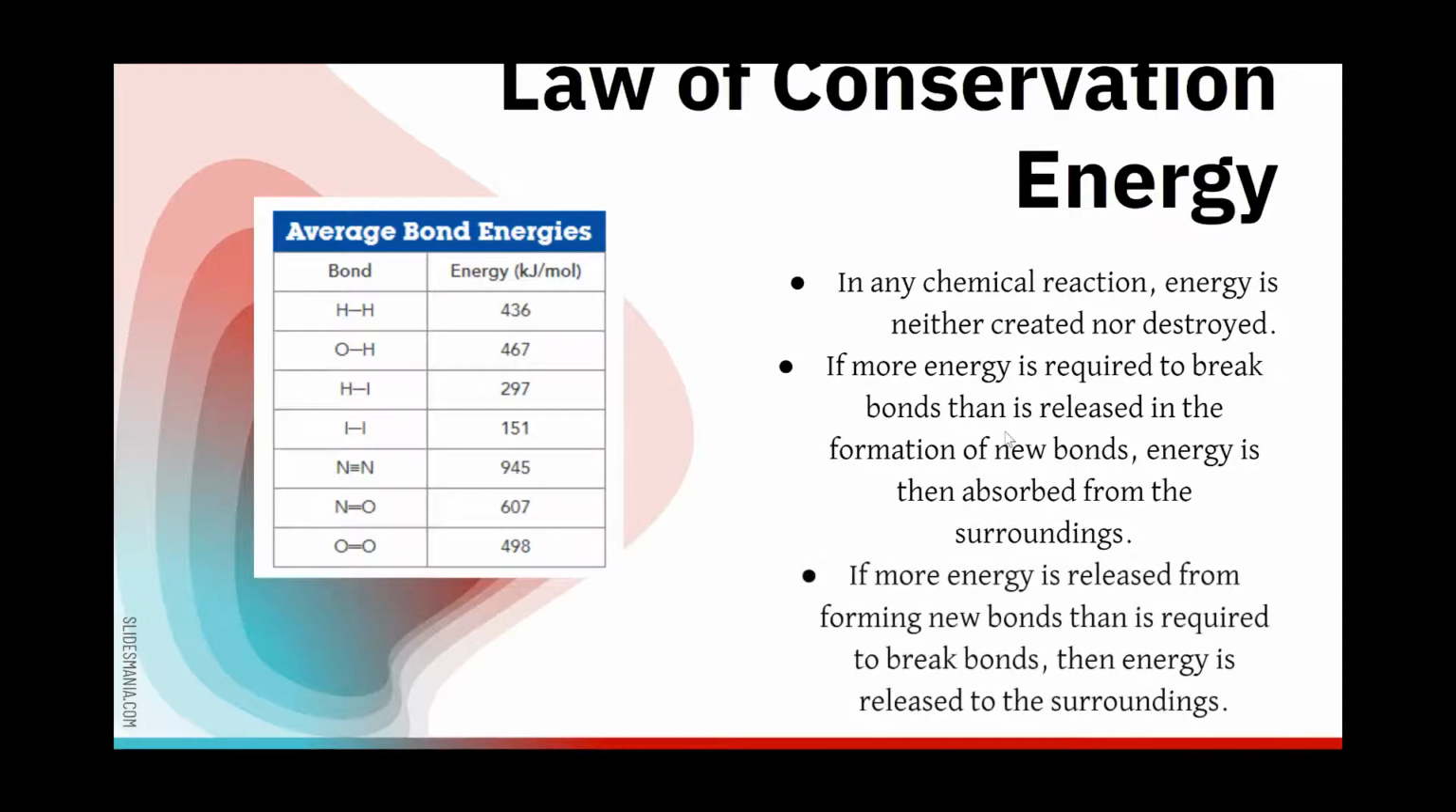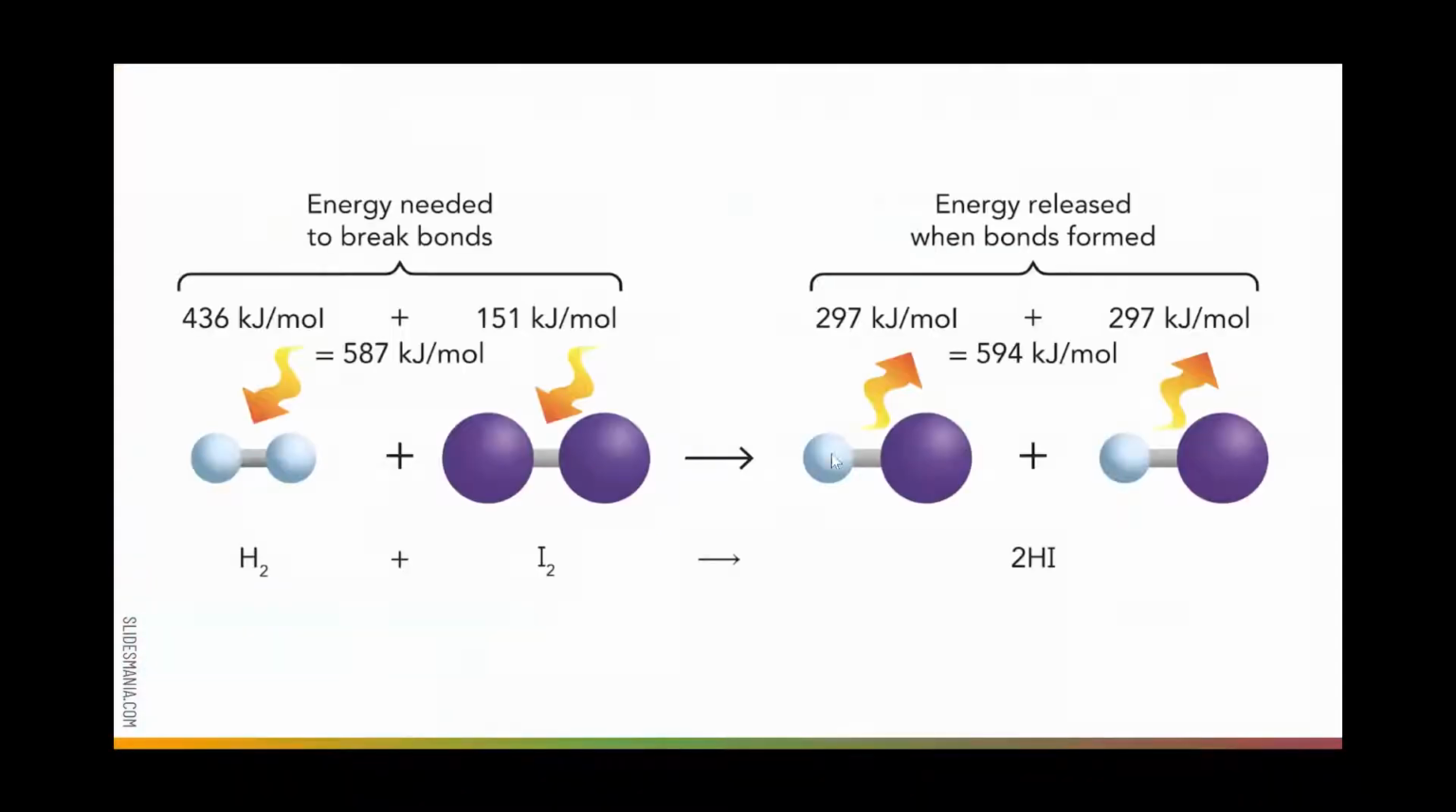On the other hand, like the example that we just looked at, if more energy is released from forming new bonds than is required to break the bonds, then energy is released to the surroundings. So very quickly, let me go back. Here we have 587 kilojoules per mole that is required, but it's going to release 594 kilojoules per mole. So the difference between these two values, more energy is released.